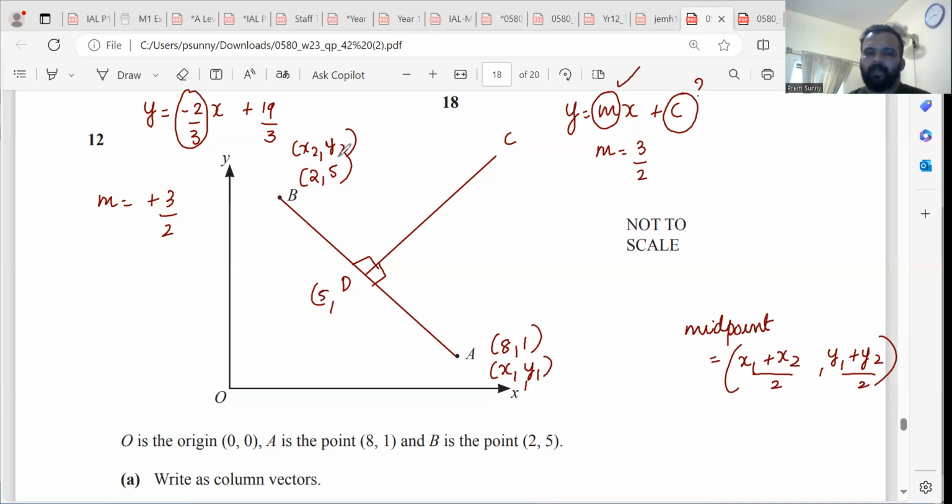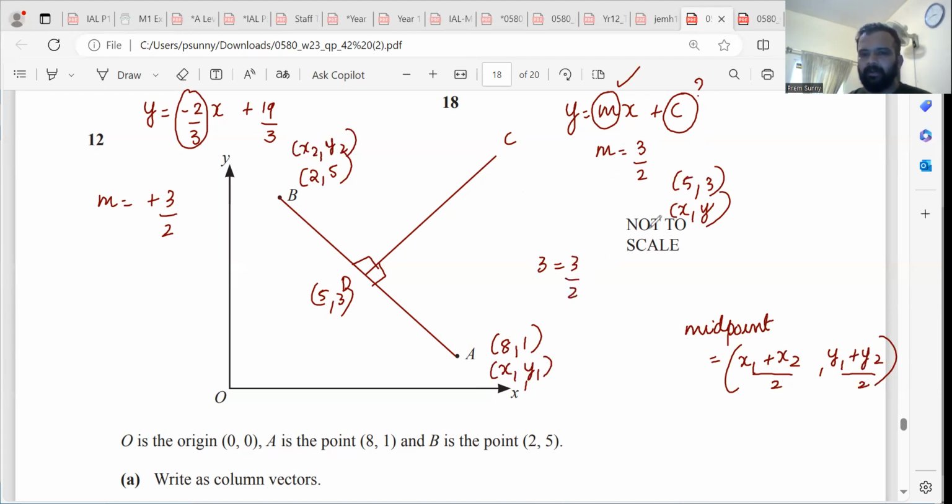y1 is 1, y2 is 5, 1 plus 5 is 6, 6 divided by 2 is 3. Now this line CD is passing through this point 5, 3. Now I can just substitute here instead of x and y, 5, 3. Y is equal to... our duty is to find out this y-intercept. Y value is 3, so instead of y, I'm going to substitute it with 3. M, we already got it as 3 by 2.